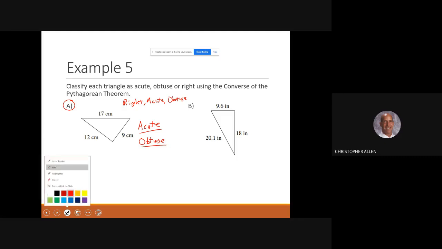So here's what we got to do. First thing you need to do is recognize that C has to be the longest side. So C is 17. So we've got to figure out, is 17 squared, 12 squared plus 9 squared, and we got to figure out what this is going to be in the middle. Is it going to be equal? Is it going to be less than? Is it going to be greater than? What's it going to be?